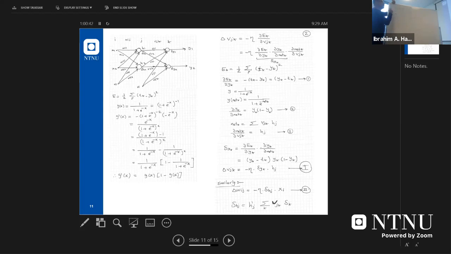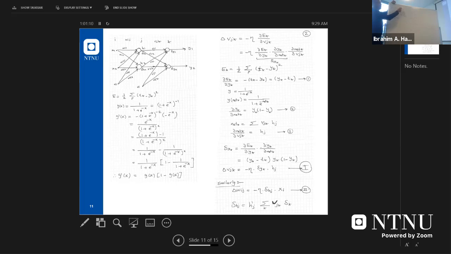So delta v, I will start with delta v. Delta v will be minus eta partial e by partial v. Delta omega will be the same, minus eta partial e by partial omega. So now we need to calculate this first value, partial e by partial v, right? How can we do this?